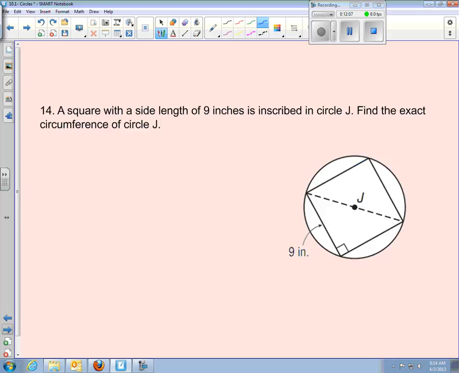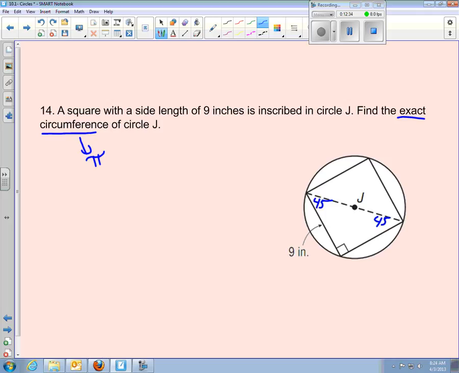All right. A square with sides length of 9 inches is inscribed in circle J. Find the exact circumference of circle J. Remember when it says exact, we want to be thinking that we're going to have pi in our answer. And so since it's a square, we know that this is going to be a 45, 45, 90 triangle. And so we need to find the diameter, which ends up being the hypotenuse for that triangle.